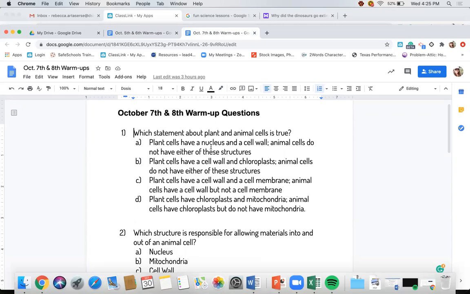Well, yes, we know that plants are eukaryotic, so they have a nucleus and they have a cell wall, which gives the plant structure. Animal cells do not have either of these structures. Well, animal cells are eukaryotic, so they have to have a nucleus. So A can't be right.